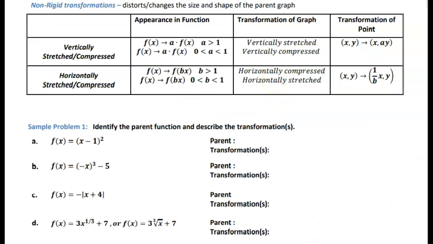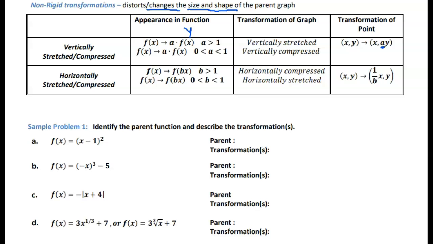Okay, so the two non-rigid transformations that will affect the size and shape of the graph are the a and b values. So a, whether it's a 2 or a -2, the a value still has a 2. It's greater than 1. And what you notice is f of x is the same as y.